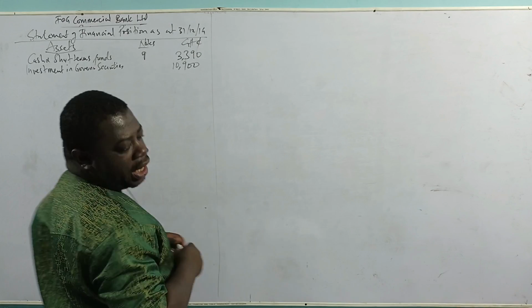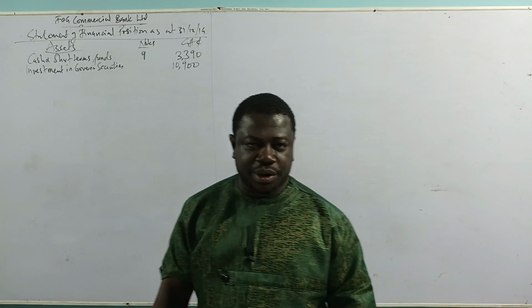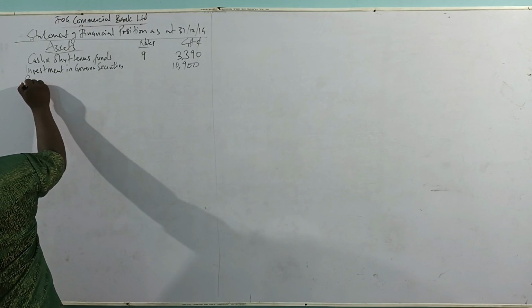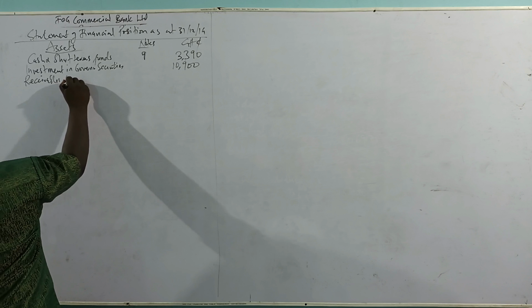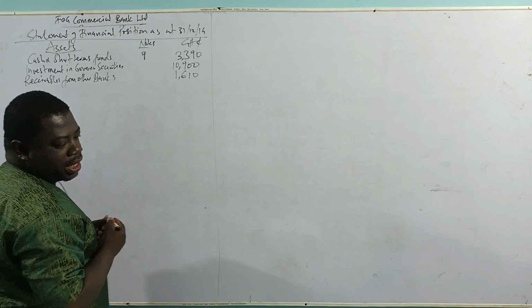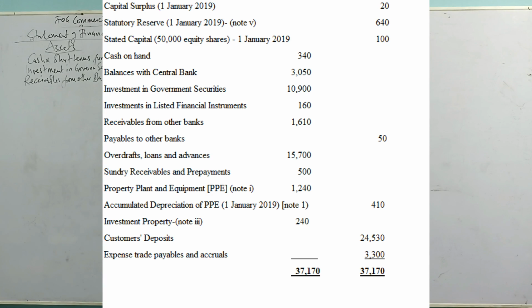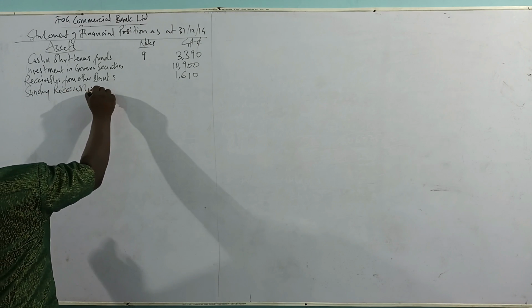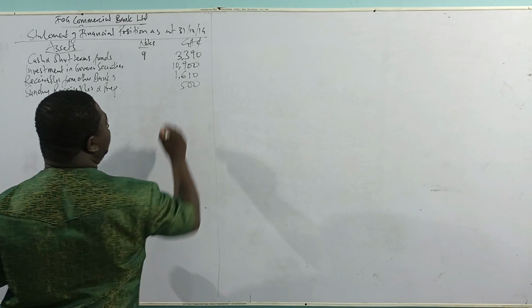10,900. And then we can look at the receivables from other banks, which is due from other banks and financial institutions. We are just arranging them in the order of liquidity. So that is 1,610 receivables from other banks. 1,610. And then we can look at sundry receivables and prepayment. There is something like that in the trial balance. Sundry receivables and prepayment. That is 500. So sundry receivables and prepayment, 500 Ghana cedis.